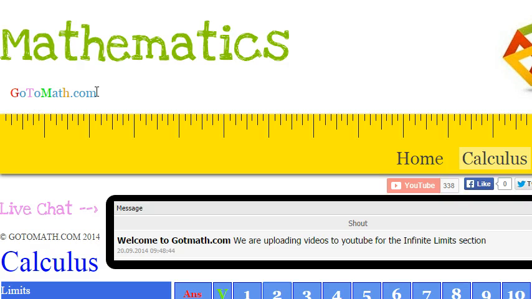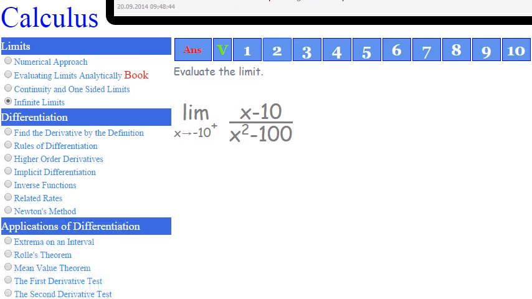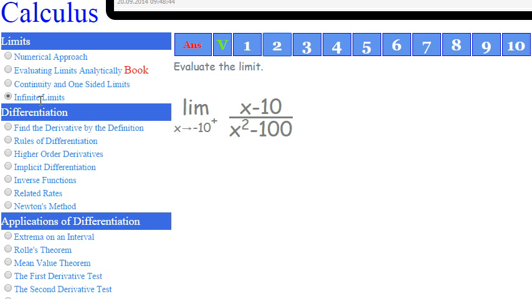We're at go2math.com. We're looking at calculus, and we're into the section of infinite limits at this button here. All right. We've got the limit as x approaches -10 coming in from the right hand side of x minus 10 over x squared minus 100.